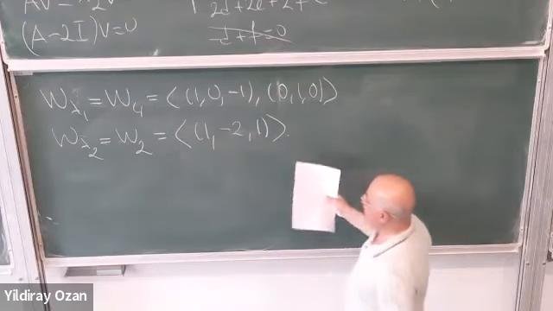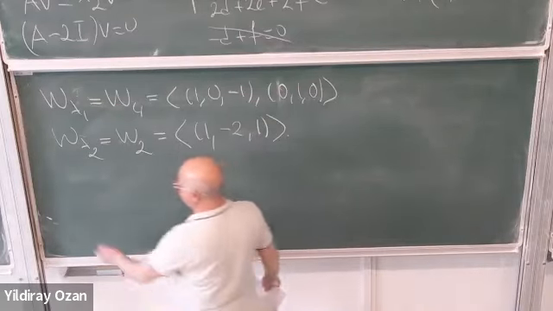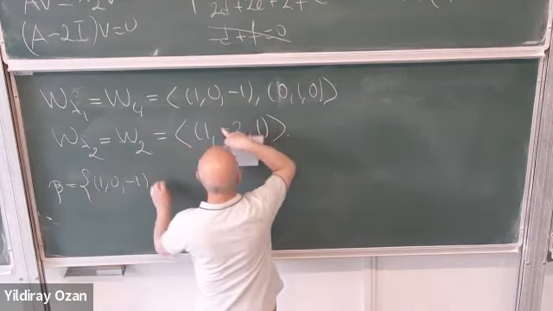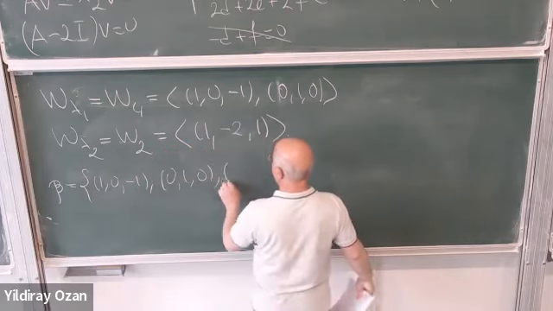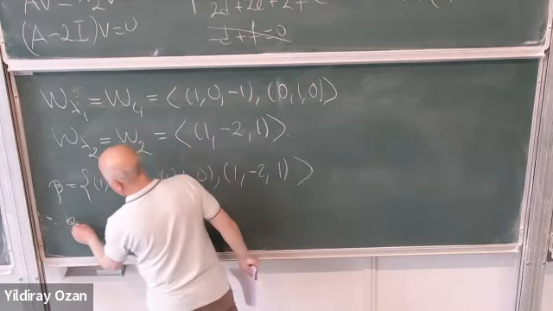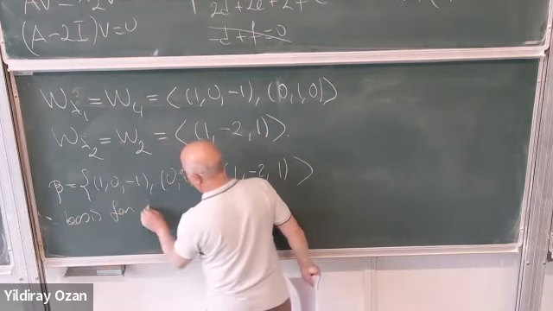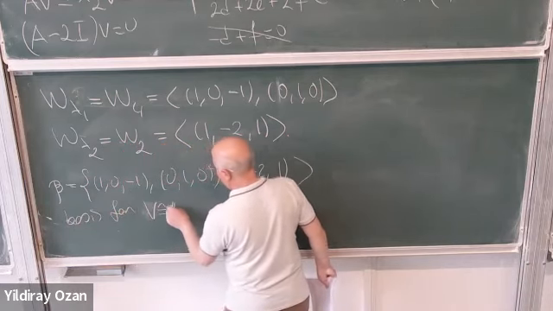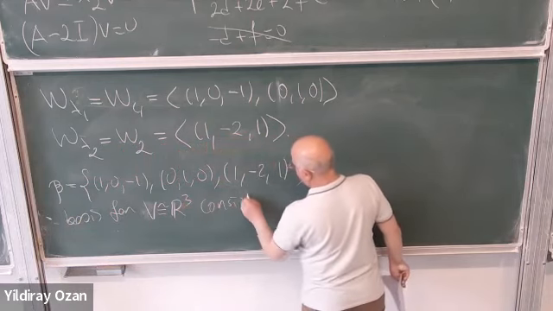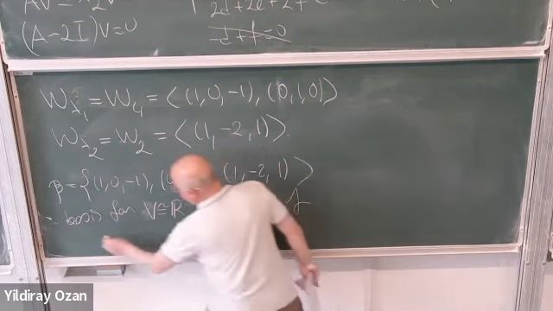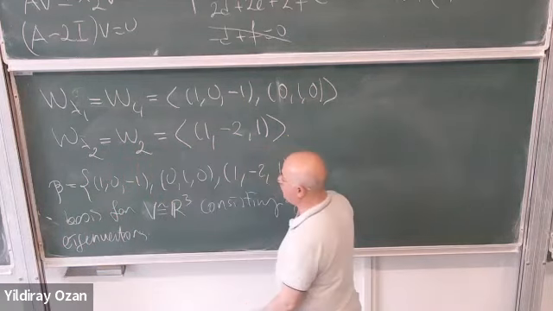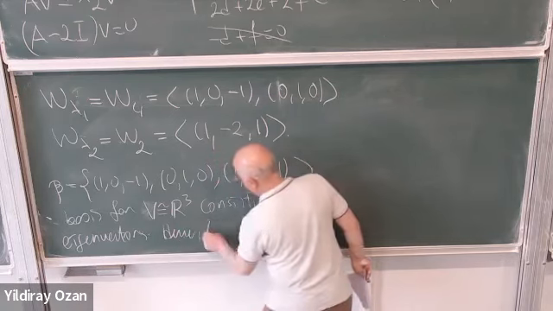Now, so we have three eigenvectors. Now, this beta. So I take this vector, and this vector, and this is the basis for R3 consisting of eigenvectors. Therefore, hence, A is diagonalizable.